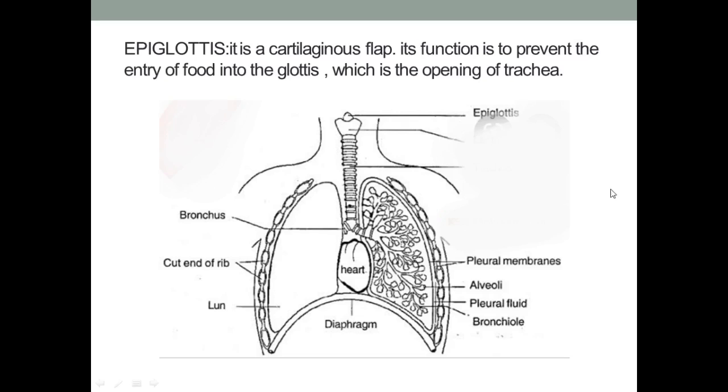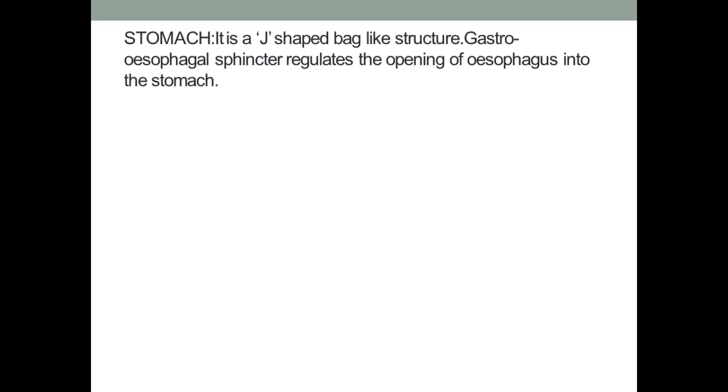Why should we close it? While swallowing, if the epiglottis does not close the glottis, then food will enter into the trachea, the windpipe, which can partially or completely block the airways. So it can affect our respiration. So the function of the epiglottis is to prevent the entry of food into the glottis during swallowing. This esophagus, that is the food pipe, will lead to the stomach.